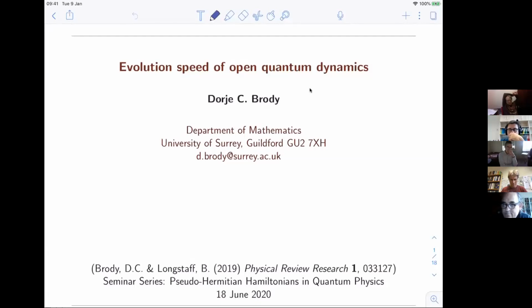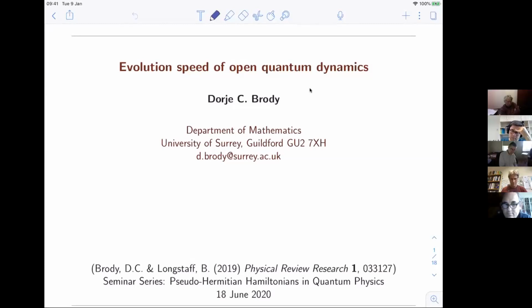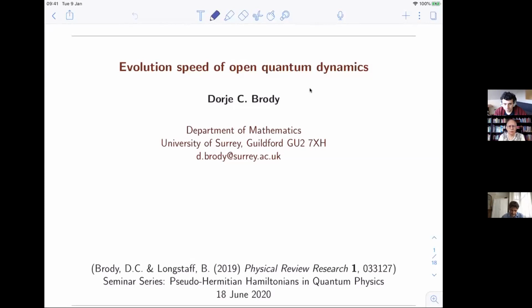Well, the answer is that in implementing quantum technologies, for example, in quantum computation, if we know how fast a quantum state can be manipulated, then that in turn tells us the limit of this computational power, if you like. Okay, so that's the idea. But in particular, I'll be interested in evolution speed of PT-symmetric quantum systems.